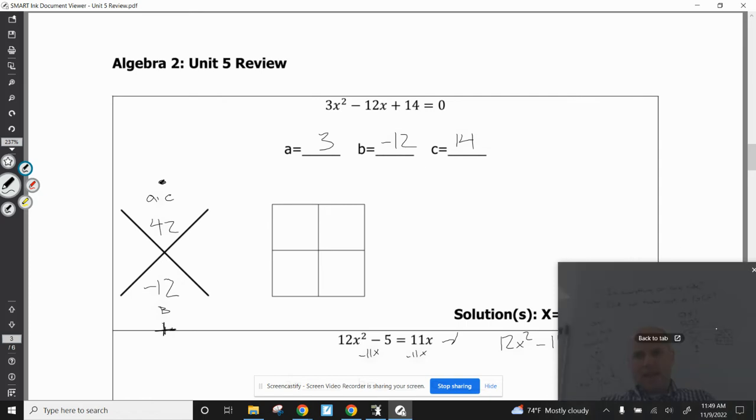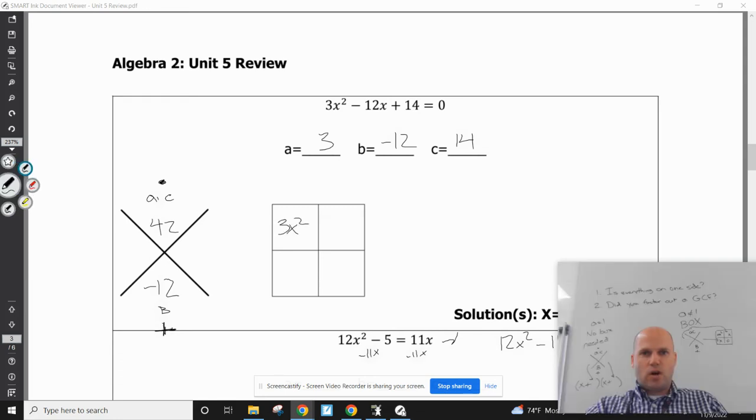Okay. Ax squared goes in the top corner. C goes in the bottom corner. This makes sense if you understand distribution. I hope your teacher had you practice distributing using the box. That way you know where the box comes from. Okay. I always like to check by distributing and making sure that it's all good. All right. Now we got to play the game.